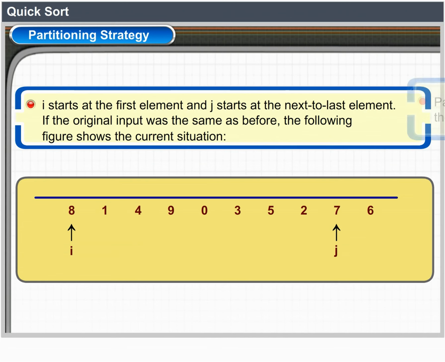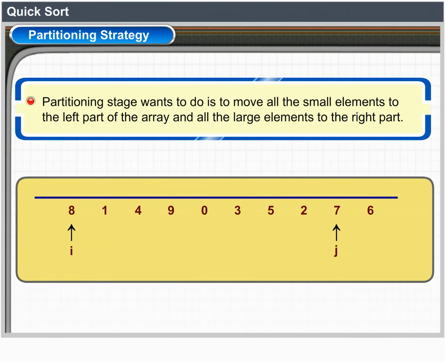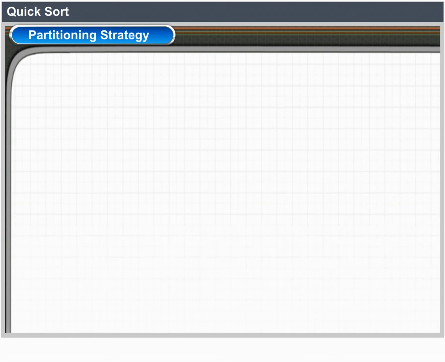What the partitioning stage wants to do is to move all the small elements to the left part of the array and all the large elements to the right part. Small and large are relative to the pivot.